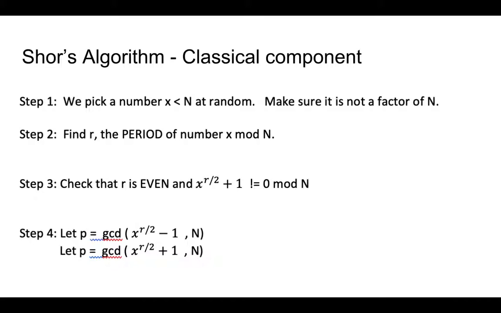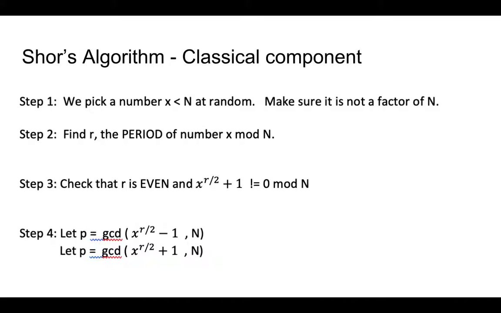So now we're going to talk about the classical component in detail. As we went over the steps before in the introduction, we pick a number x less than n at random. In the introduction it was a, but in this case let's say the number is x. We need to make sure that x is not a factor of n. Then in step 2 we find r, which is the period of x mod n. Then step 3 is we check that r is even and x to the power of r divided by 2 plus 1 is not equal to 0 mod n.